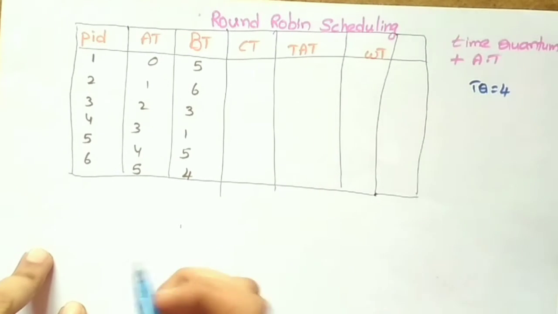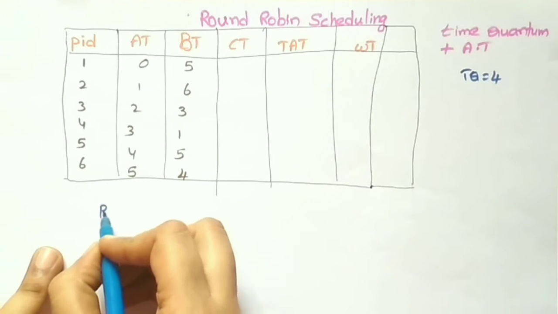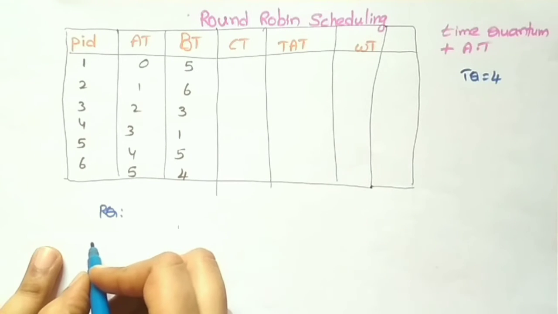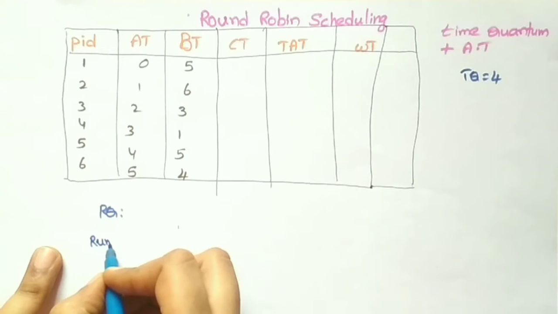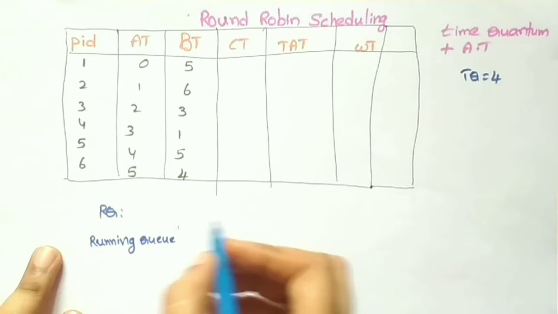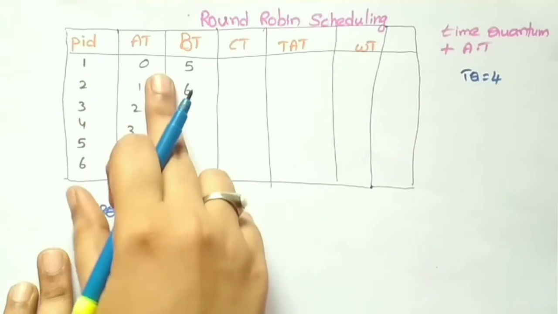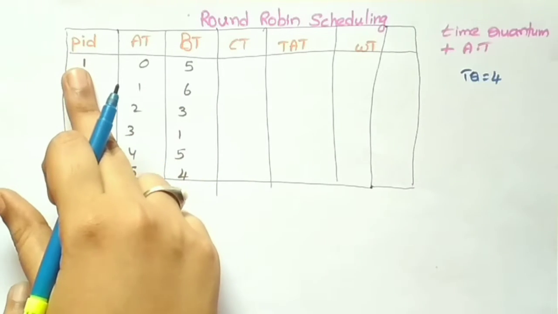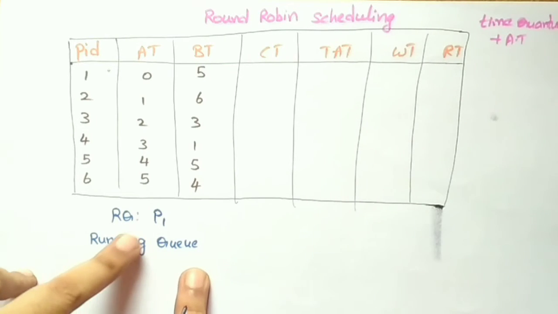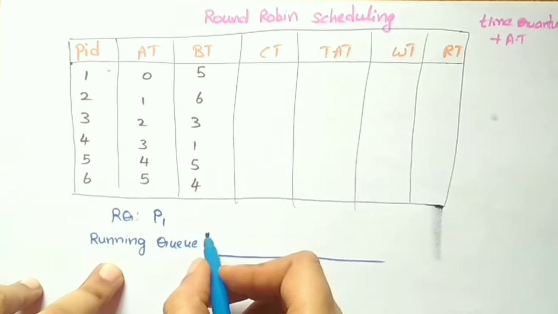Now first we are going to see what the ready queue is. So ready queue and running state, where running means Gantt chart. We are going to take these two. In the ready queue, the arrival time is 0, so the process P1 has arrived at the ready queue. Then we are going to maintain the running queue here also.